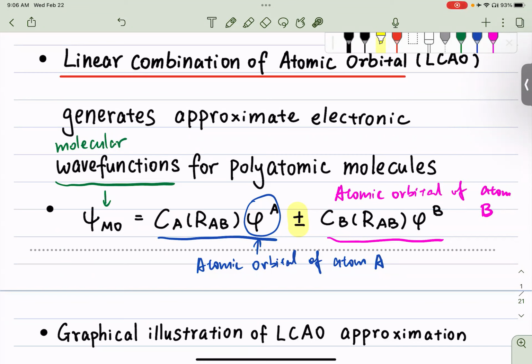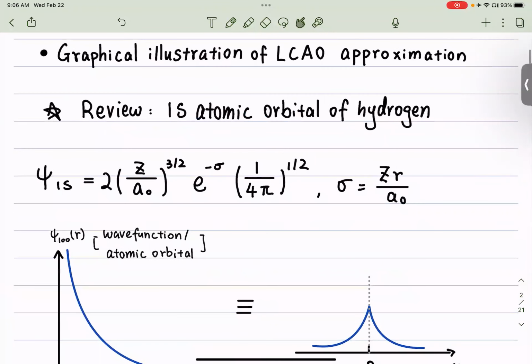Or to put it another way, each of these linear combinations of atomic orbitals, or LCAO MOs, is created from the superposition of different individual atomic orbitals. I know it doesn't make too much sense looking at the equation itself, so we'll look at some graphical illustrations of the LCAO approximation.